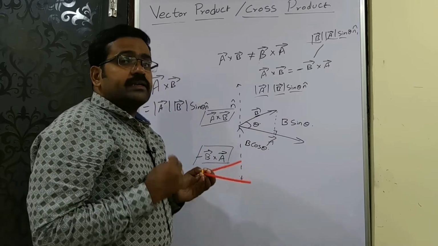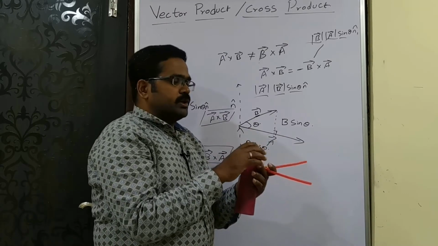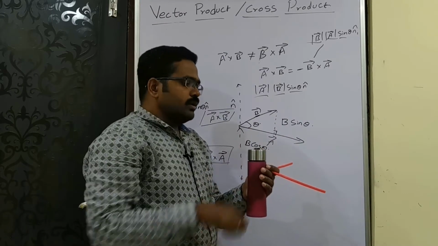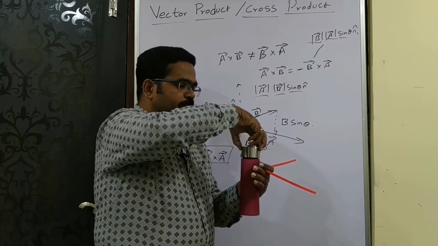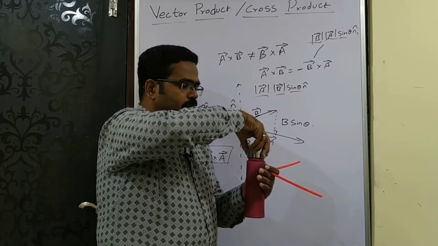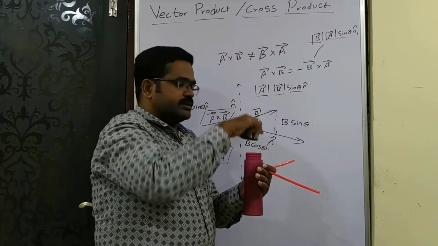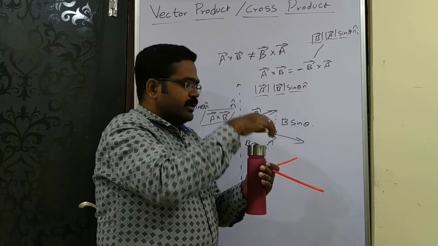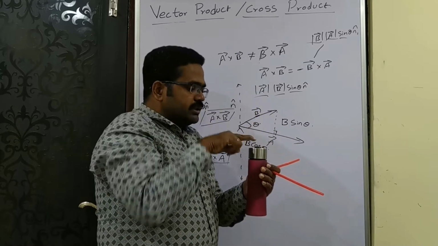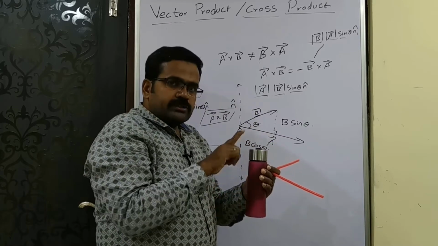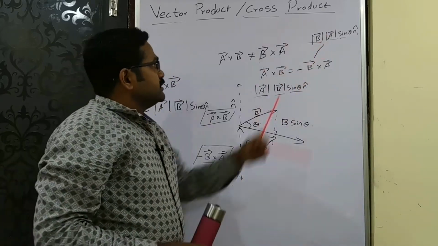Now let us go to what the right hand screw rule is. If the cap of this bottle represents a right hand screw, and I am opening this cap from A to B, what is the direction of this cap now? It is coming outwards, towards upward direction. This is the direction of n cap. If it is B to A, see, the cap has gone downward. This is the direction of n1 cap. That is B into A.